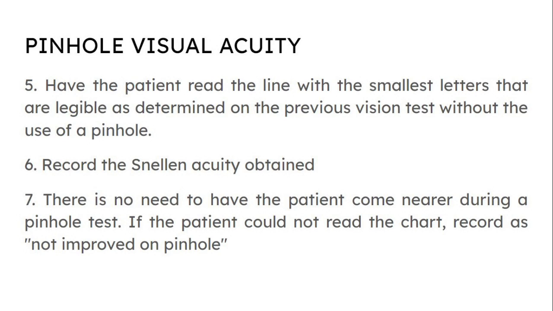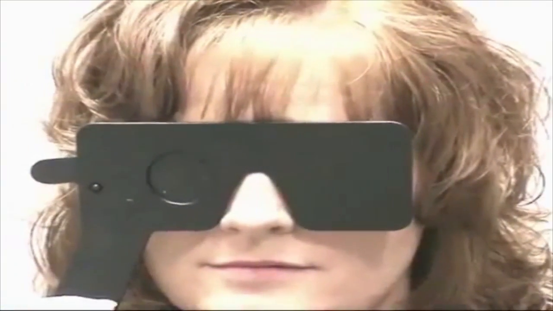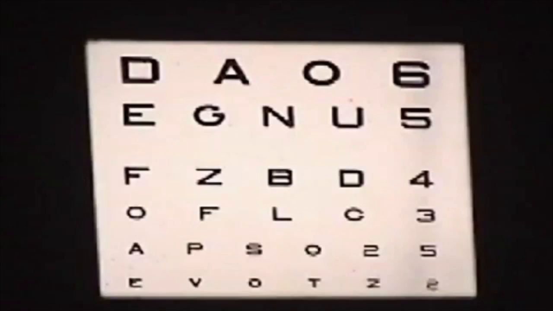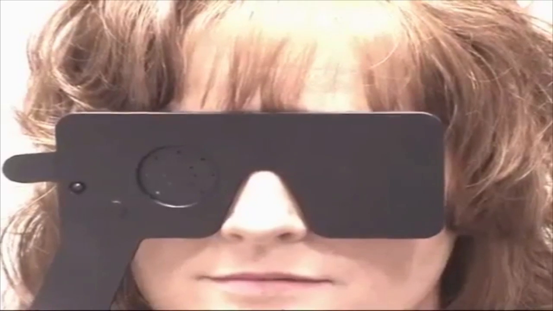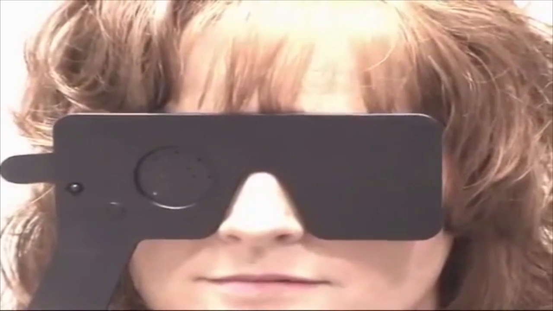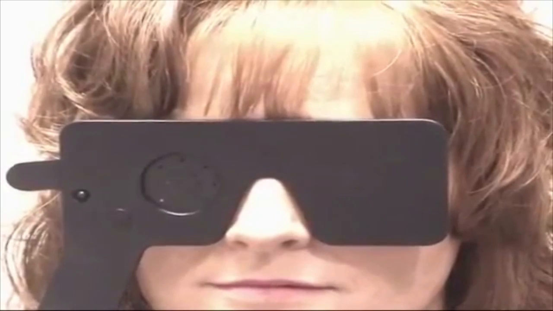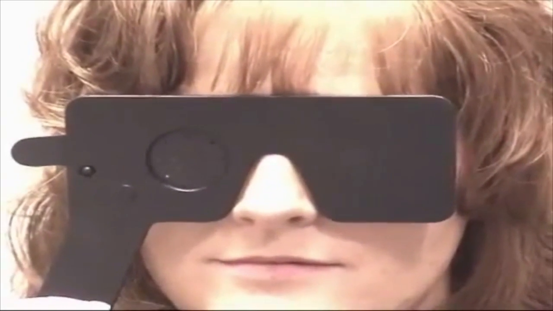Record the Snellen acuity obtained and proceed with the abbreviation. There is no need to have the patient come nearer during a pinhole test. If the patient could not read the chart, record as not improved on pinhole. Place the pinhole over the eye you are testing and instruct the patient to try to read the letters through one or other of the many tiny holes. Remind patients that the light will be dim and that they may have to search to see the letters.